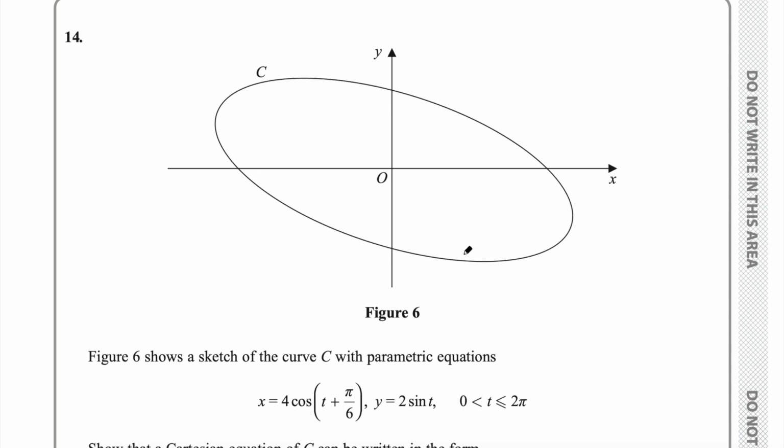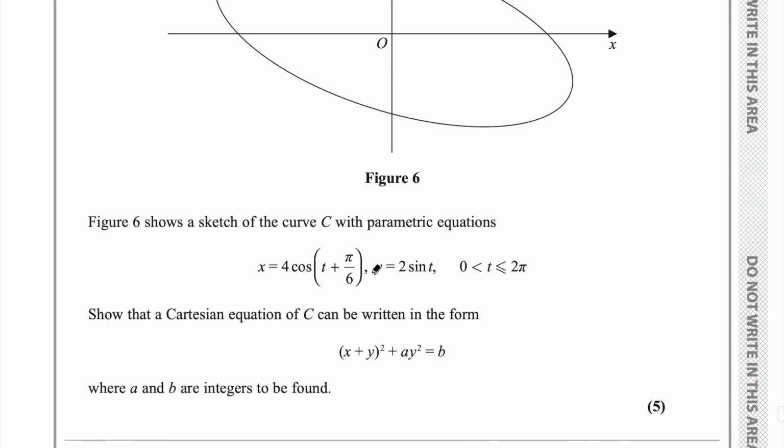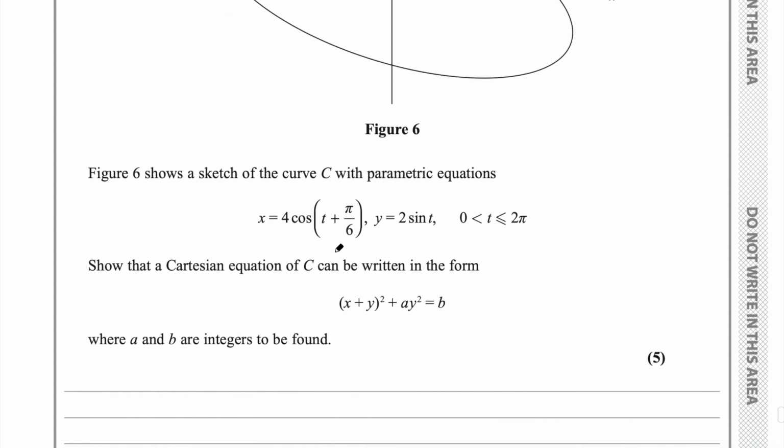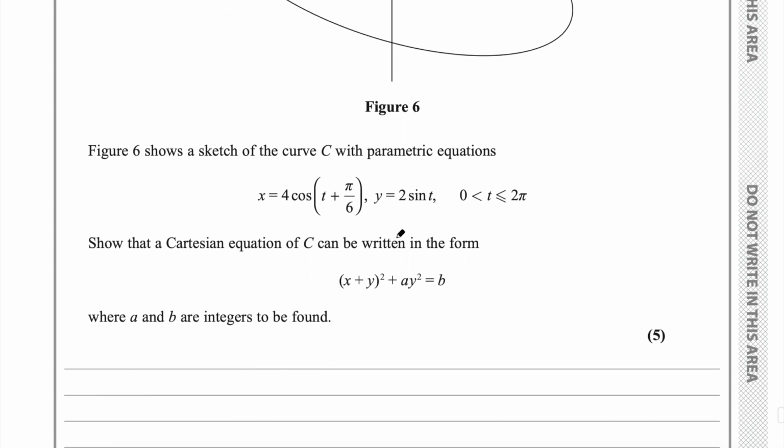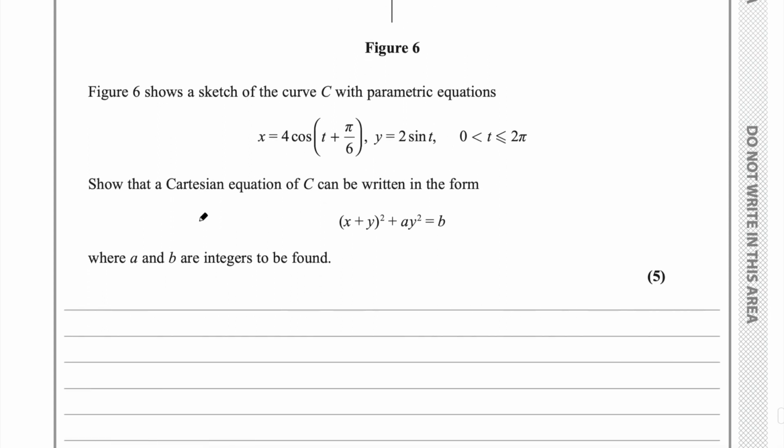Question 14 gives us a graph and it says figure 6 shows a sketch of the curve C with parametric equations x equals 4 cosine of t plus pi on 6, y equals 2 sine t, where t is between 0 and 2 pi. Show that a Cartesian equation of C can be written in the form x plus y all squared plus ay squared equals b, where a and b are integers to be found.